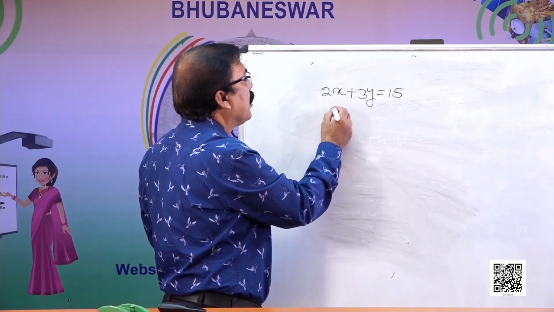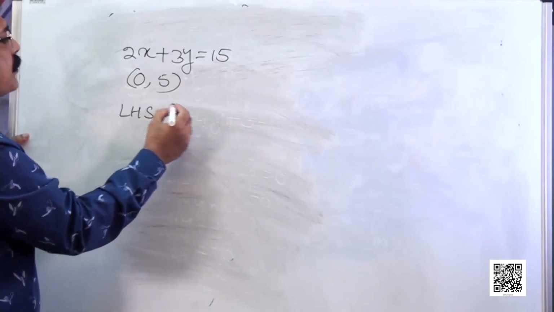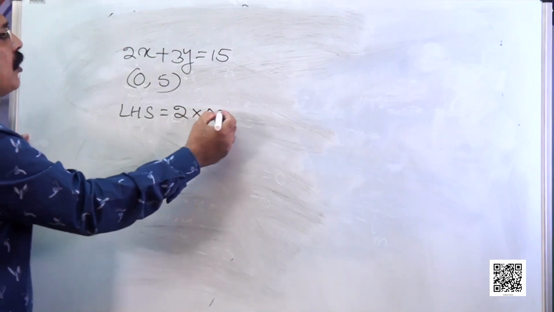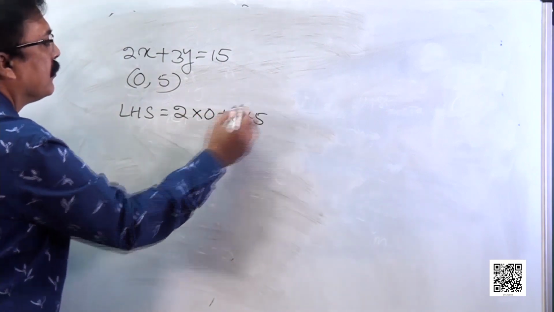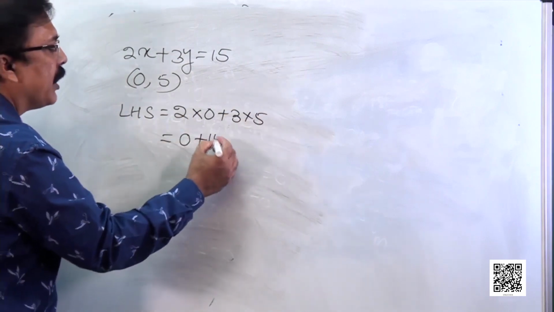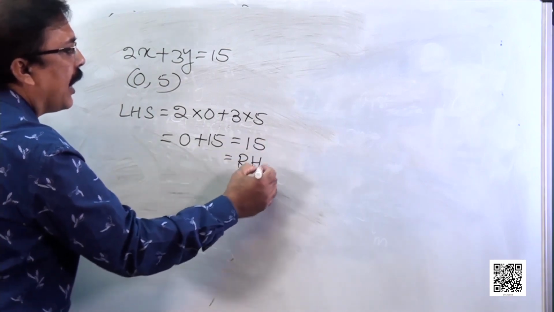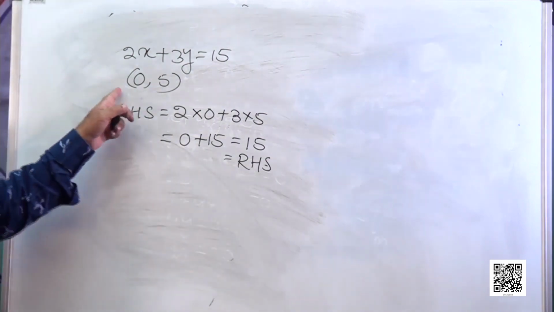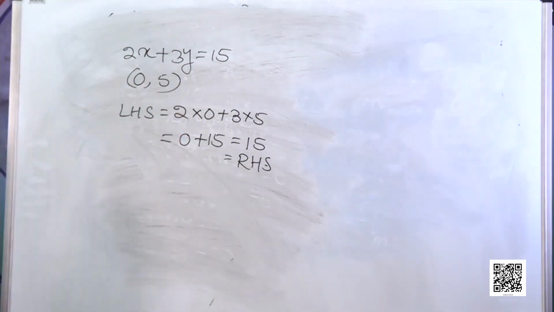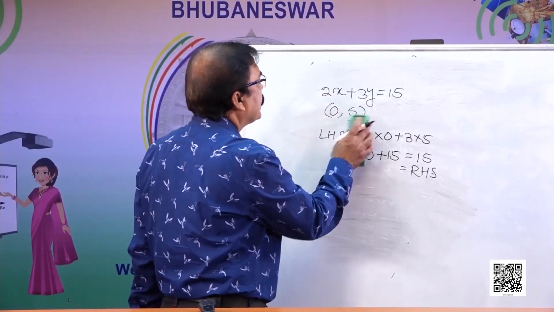First solution is given, 0, 5. In the left hand side, substitute 2 into 0 plus 3 into 5. Now see, 2 into 0 gives 0, plus 3 into 5 gives 15. So this gives 15, which is the right side. So these values of x and y, that is 0, 5, represent the solution of this equation.